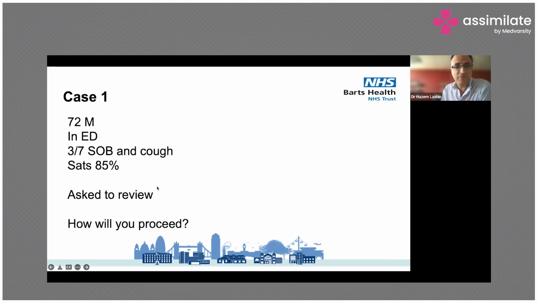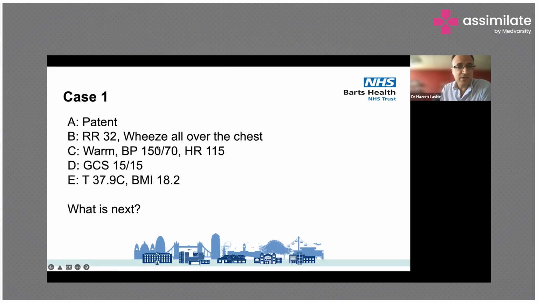Generally, I tend to tell my trainees the answer to any question in clinical medicine is ABC. In any patient we see in an acute situation, always proceed through the ABCD approach. A is for airway, and in this case, the airway is patent. B is for breathing. His respiratory rate was 32. Examination has revealed that the patient is wheezy all over the chest.